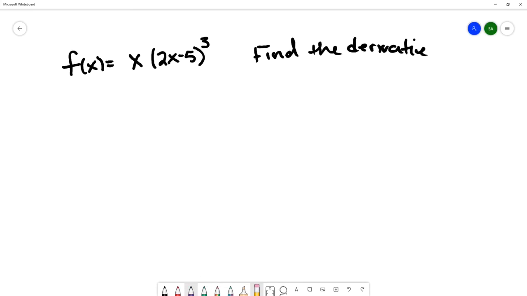So one thing I'm noticing here is that I have multiplication. I have x times (2x minus 5) cubed. So I'm going to have to use the product rule when I'm calculating this, because I have one factor that has an x in it multiplied by another factor that has an x in it. So I'm going to use the product rule.